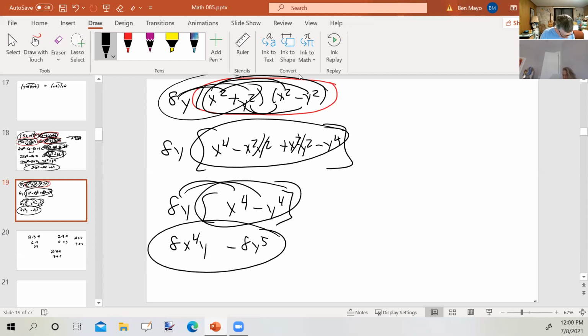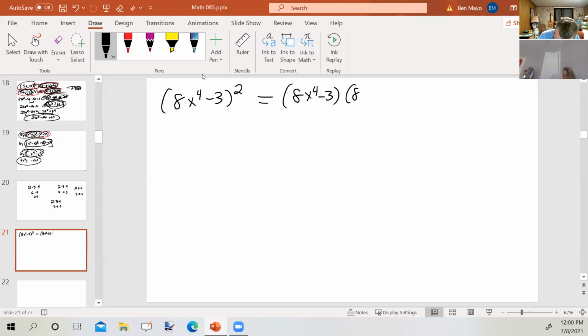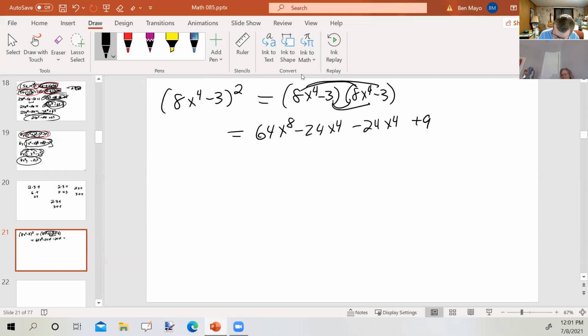Let's see here. Let's do this one. 8x to the 4th minus 3, the quantity squared. So that's 8x to the 4th minus 3 times 8x to the 4th minus 3, which is 64x to the 8th minus 24x to the 4th minus 24x to the 4th plus 9. Combining like terms, 64x to the 8th minus 48x to the 4th plus 9.